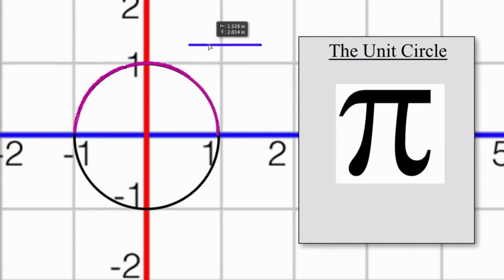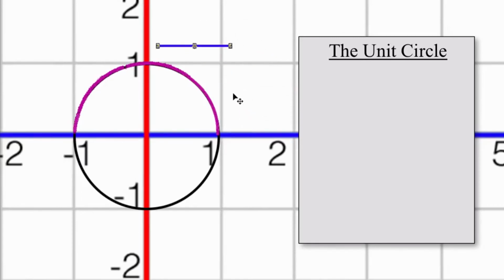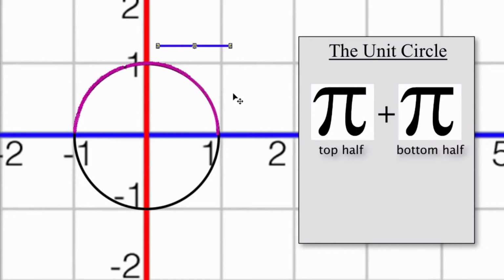So around the very top half of the circle is pi radians, and the bottom half of the circle is another pi radians. So the complete circumference around a unit circle is 2 pi radians. This should be familiar. If we go to the formula for the circumference of a circle, it's circumference equals 2 pi r.